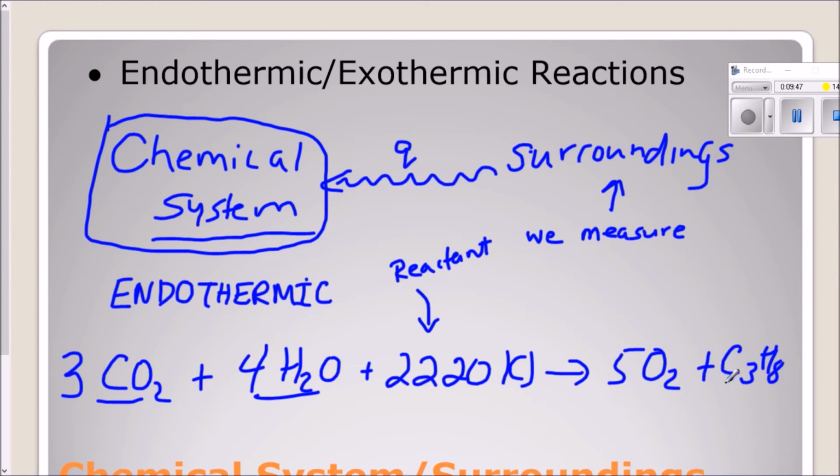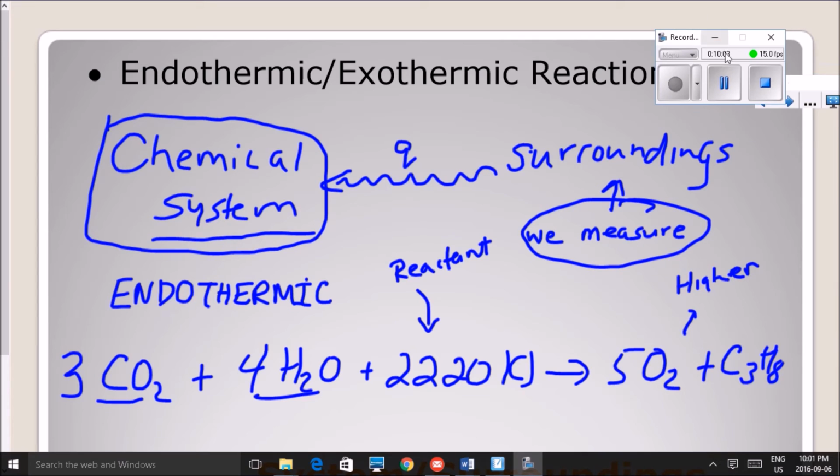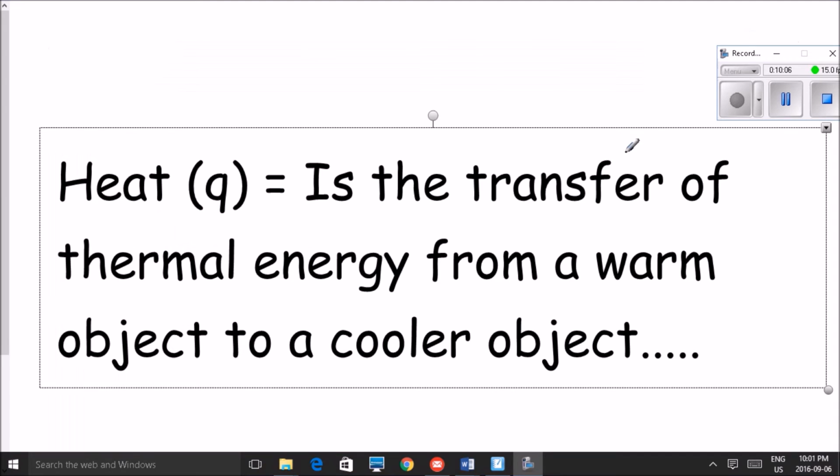So what we notice is that since the energy is going into the system, what we measure is the surroundings, we notice that the heat is leaving and it feels cooler to us. Now we define heat as the transfer of thermal energy from a warm object to a cooler object. What we're noticing is that the reactants or the system is getting cooler, and so therefore the heat is leaving the surroundings and is going into the chemical system.